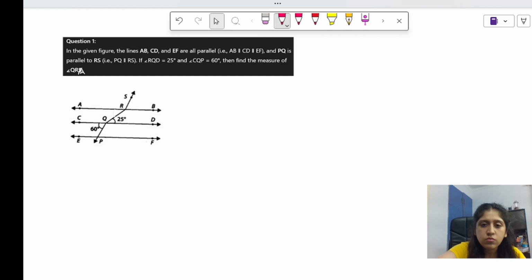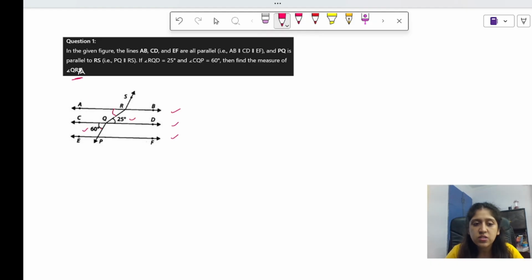Now I have one more question, which is again of angles itself. So I have three parallel lines. I hope you can see that. Yes, I have AB, I have CD, I have EF. So I have 25 degree, I have 60 degree. Now I have to find angle QRA. I hope the question is clear.